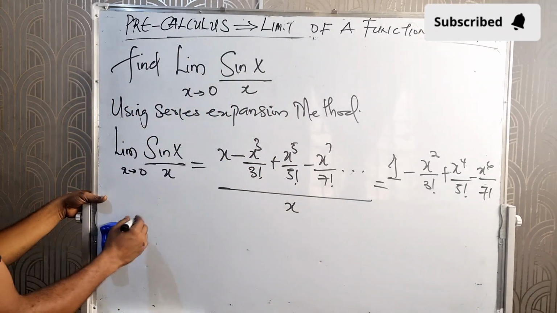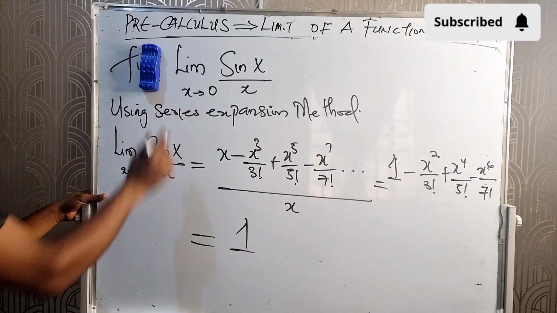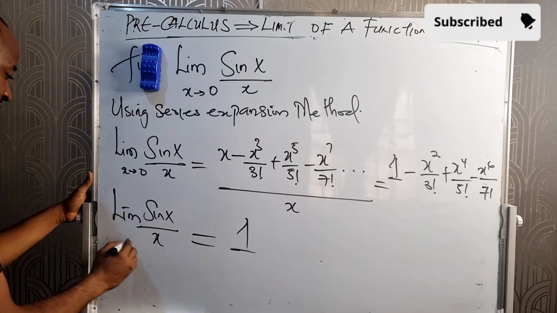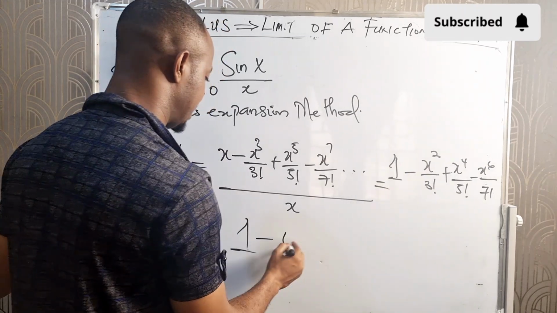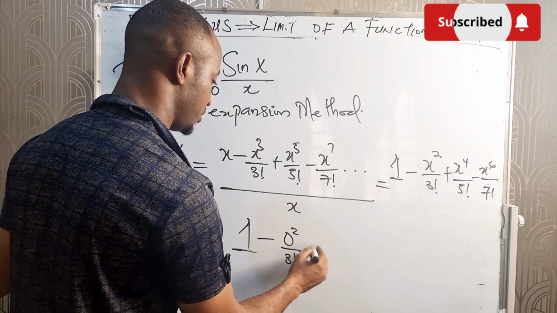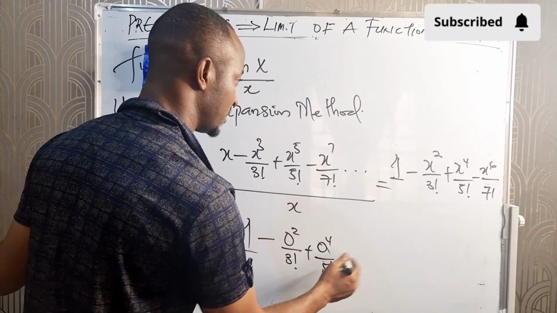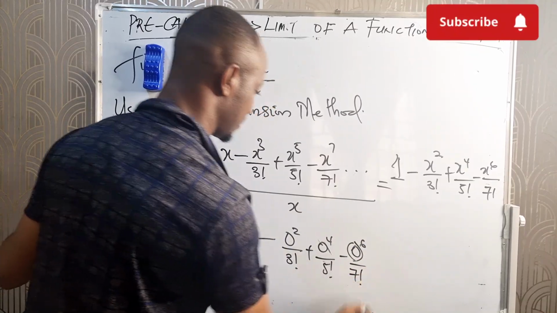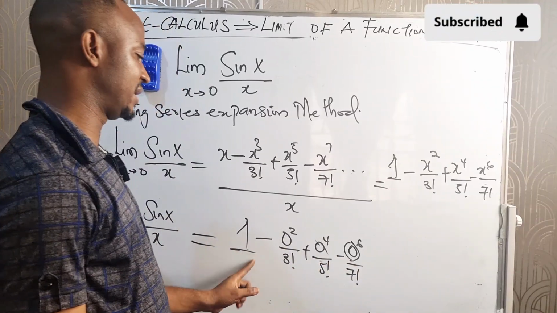So what then is our final expression here? Don't forget that we have to put our limit of sin x over x as x approaches 0, which will then be 1 minus 0 squared over 3 factorial, plus 0 to the power of 4 over 5 factorial, minus 0 to the power of 6 over 7 factorial. The whole of this gives us 0 plus 0 plus 0. When you subtract it from 1, the answer is 1.